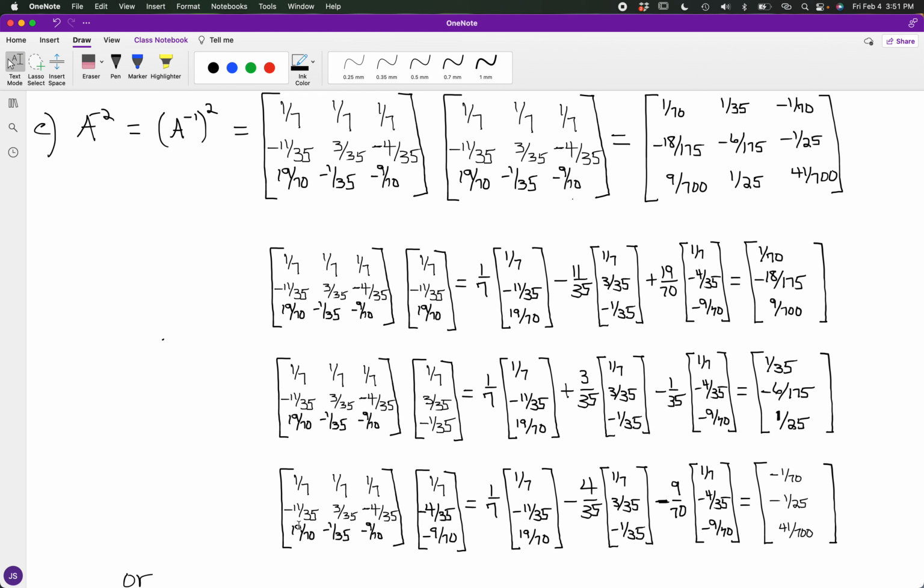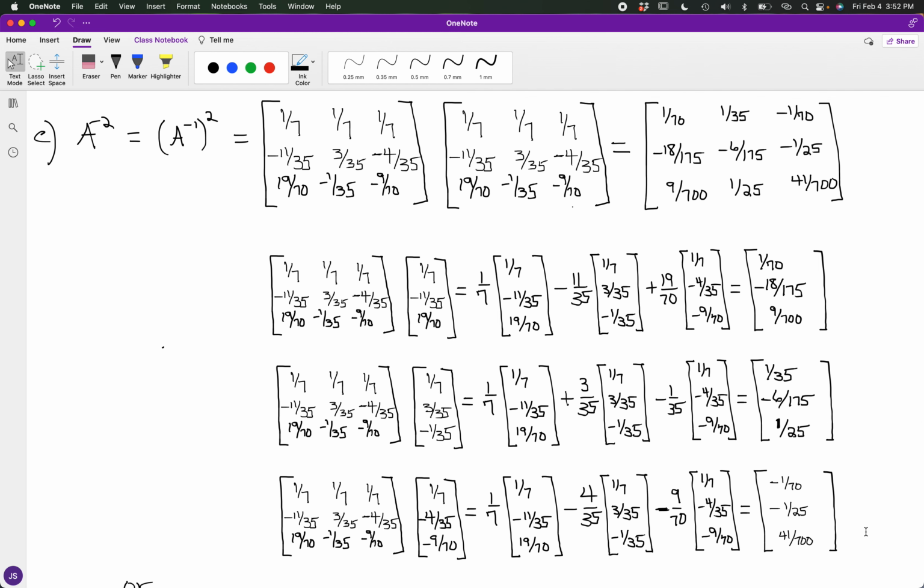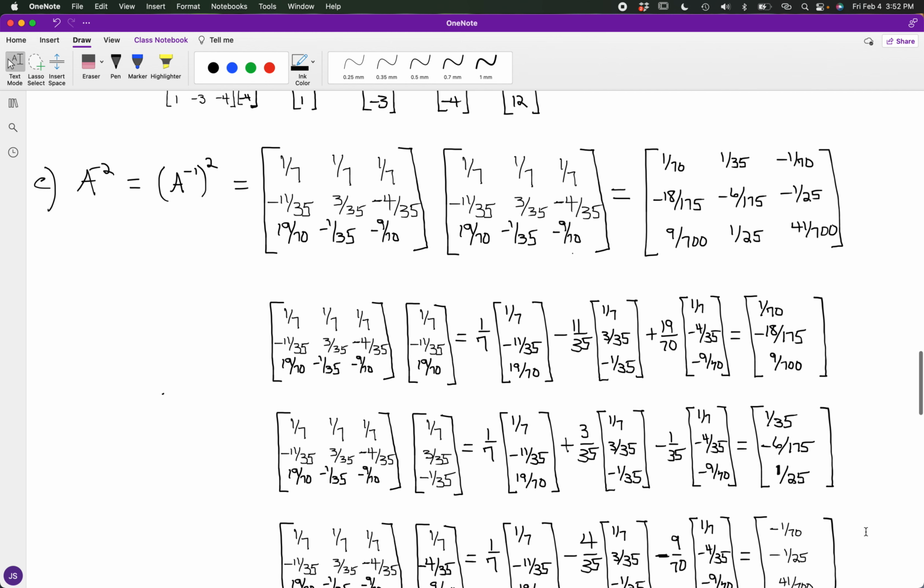Again, with 1/7 over 1/7, negative 11/35 in 1970, minus 4/35 over the second column elements. And then we have minus 9 over 70 times the last column elements, and just multiplying what we have with the corresponding parts and putting together. And we had the last column consist of negative 1/70th, negative 1/25th, and 41 over 700.